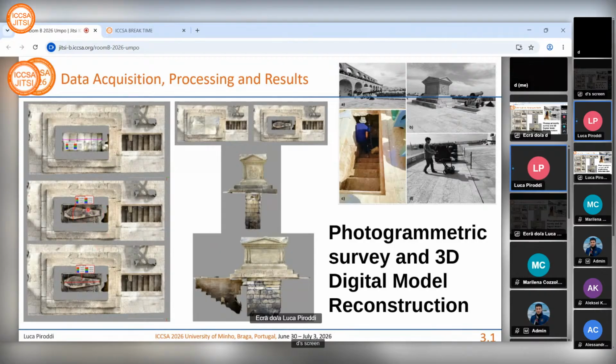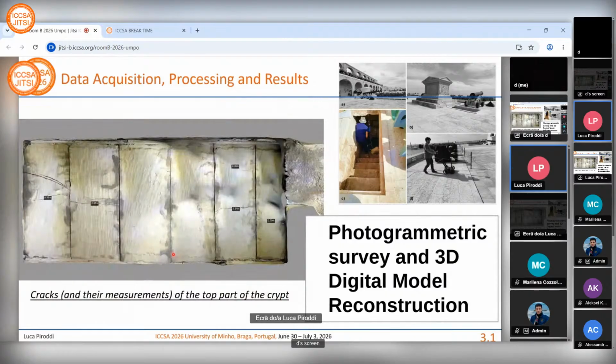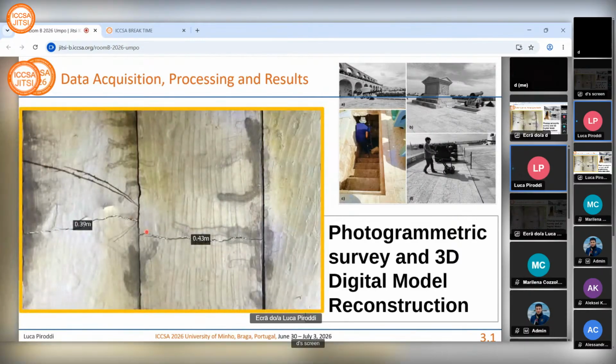Here we are looking down, here up, and we'll see next an enlargement with the detail of how this investigation is useful for the local management agency, because we have documented cracks and other elements of deterioration in the monument which need intervention.